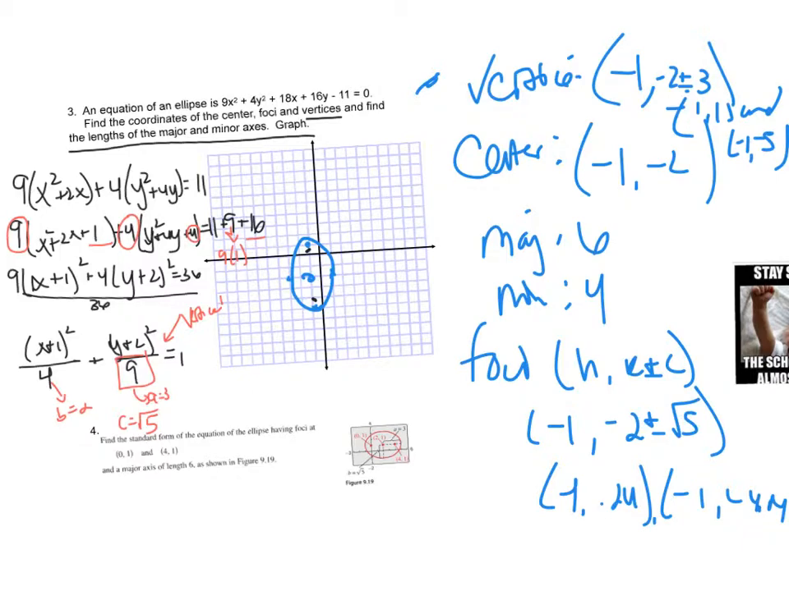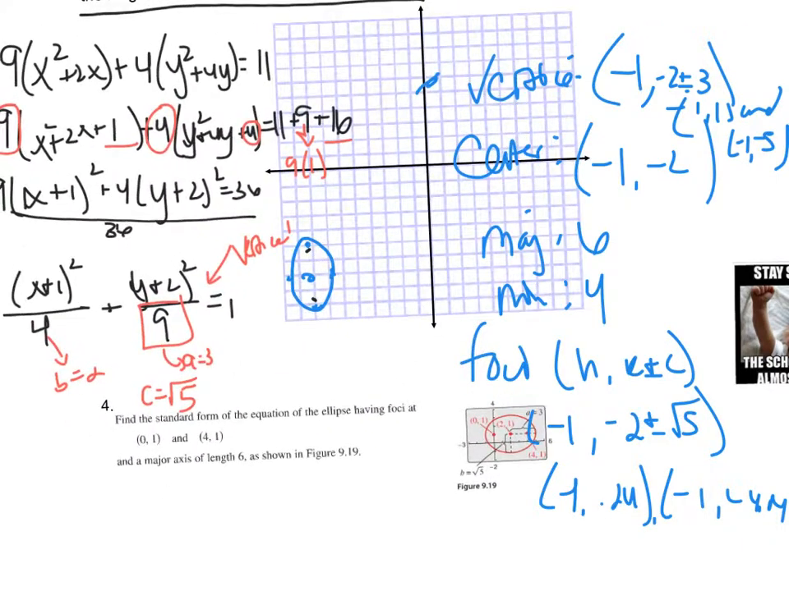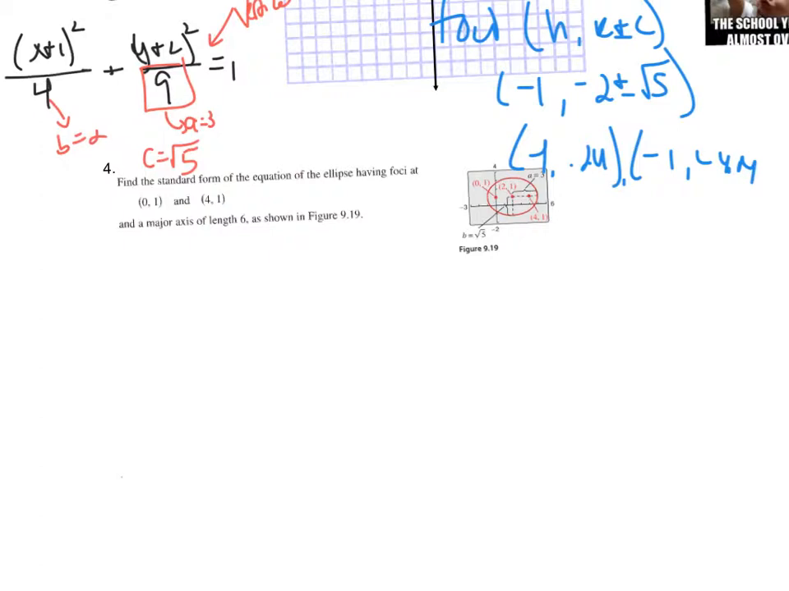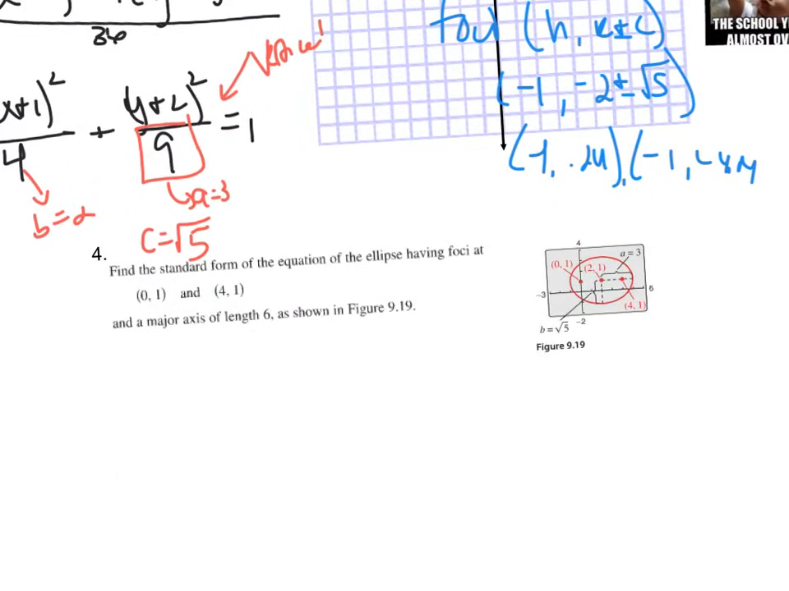All right, the bottom one I want you to see if you can try by yourself. Give it a second. See if you can figure out, first of all, where they got the b from, because they didn't give you that in the original question. They just said you have foci at 0, 1, and 4, 1. And then your major axis is 6. I'll give you a little hint if you're not sure. If your major axis is 6, that means a has to be 3. Okay, so pause the video, try it out, see if you can get it.